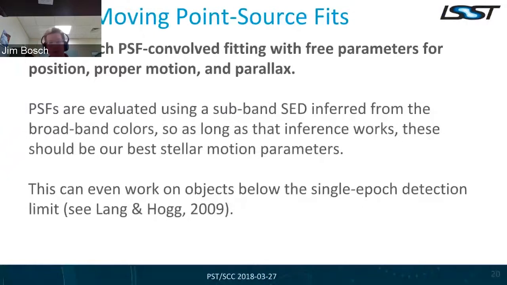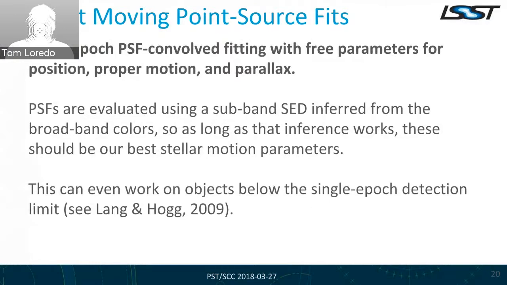There's been some demonstration of this kind of effort before, Lang and Hogg 2009. The real advantage of using this approach rather than just fitting the sources is that it gives you better signal to noise, even to the point where this should work on objects below the single epoch detection threshold. Even if we have to look at the coadds to detect these objects, we should be able to say something about their motion, given all the input images we have. It may not be very well constrained, but we'll be able to say something.